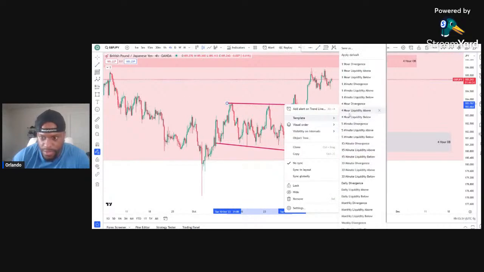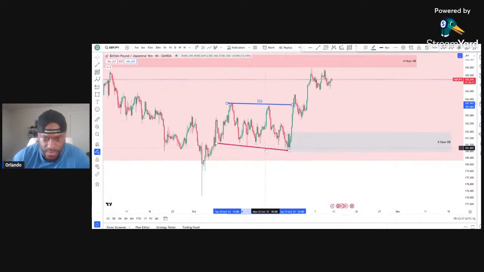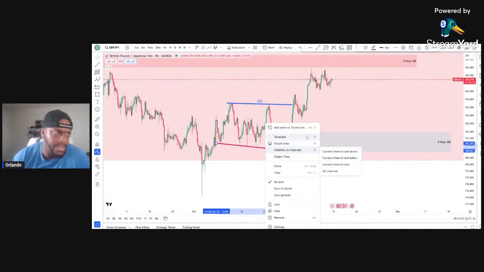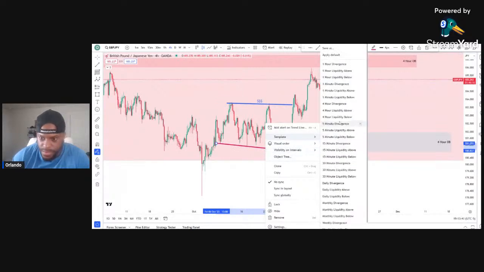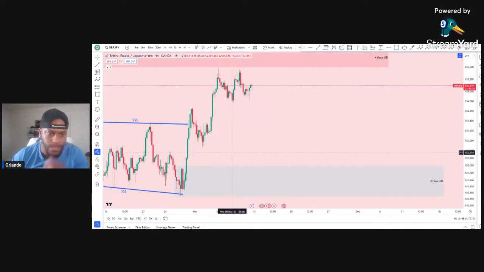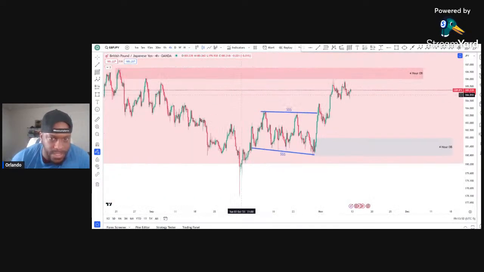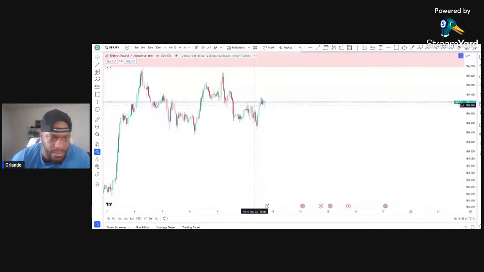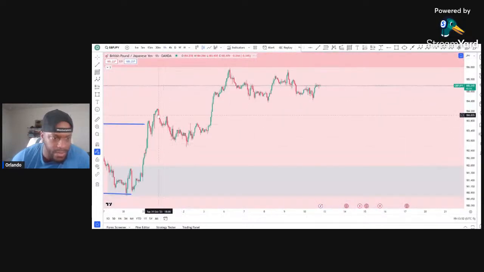So 4-hour liquidity above, 4-hour liquidity below. Accumulation, reaccumulation, it comes out here and breaks that. So now, what are we looking at? So let's see. Let's tap down to the 1-hour, right? This is a what? A breaker structure right here. This is a what? Accumulation, reaccumulation that led to a breaker structure.